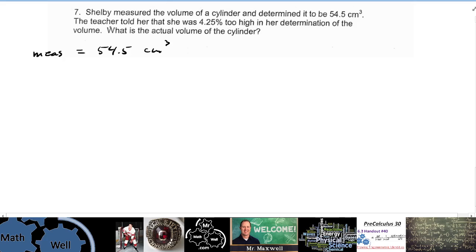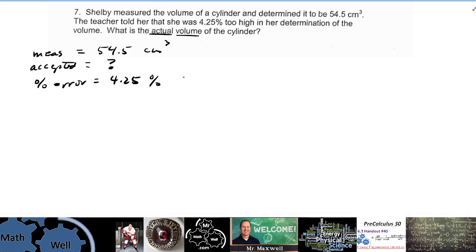Oh, so this is a bit of a different kind of question. They're giving you now the percent error, and you're asked to find the actual volume. So accepted is unknown. That's our unknown. And percent error is 4.25%. That's exactly right. So we'll jot some of that stuff down, and then we're going to get ourselves ready to find a formula that connects these. And of course, our percent error formula is the only one we're working with here today.